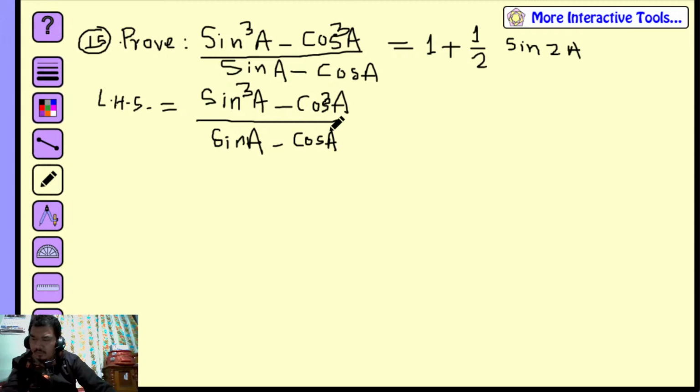Children, if you face any difficulty in any question, tell me the question number, what type of question you feel difficult. I will try to solve such questions, okay, for your easiness.